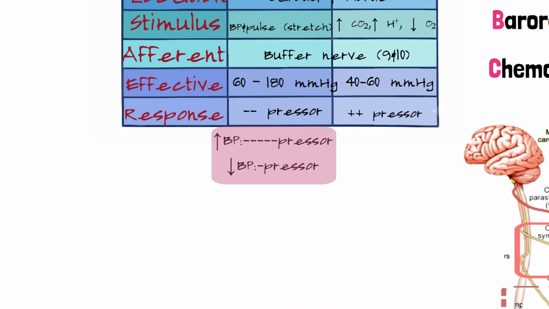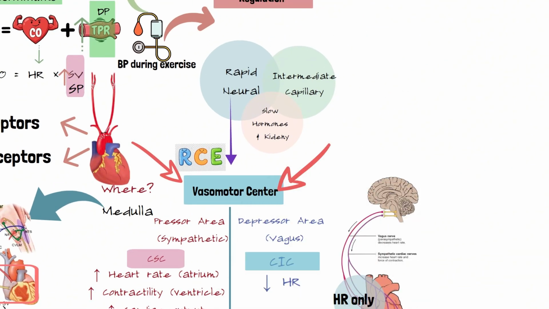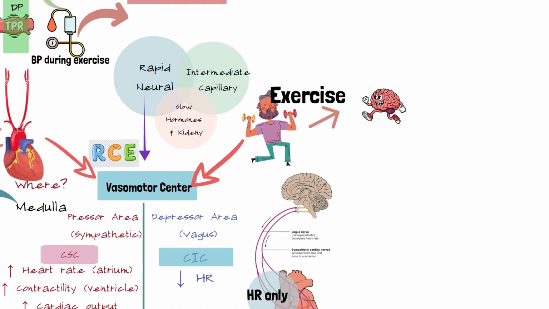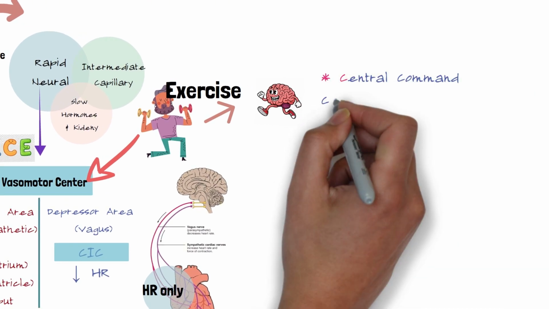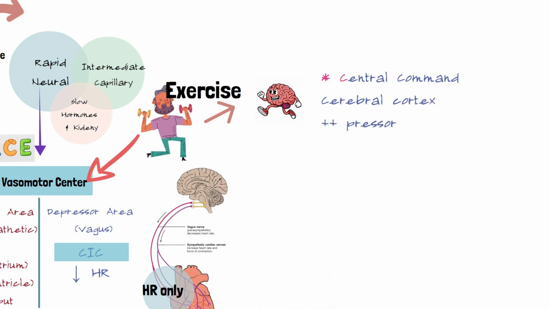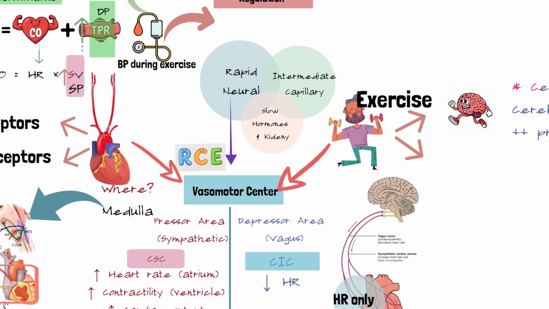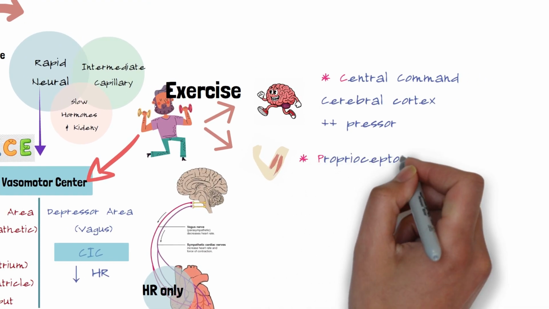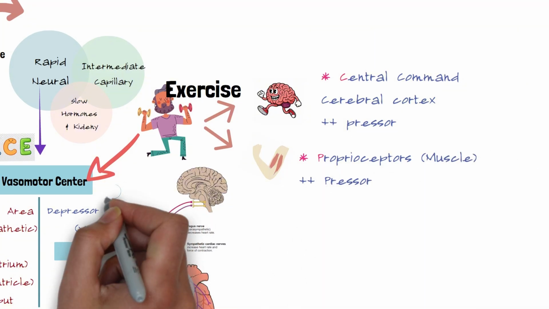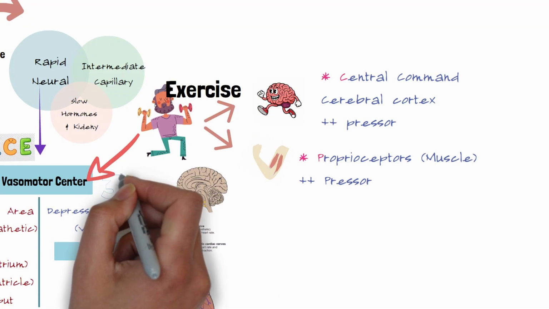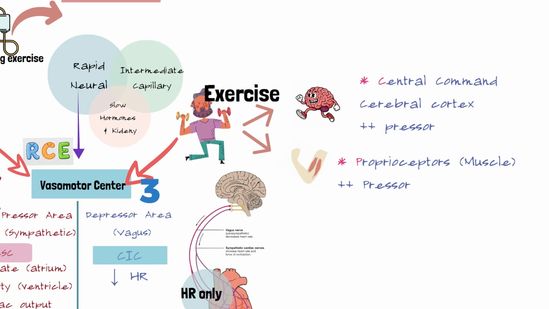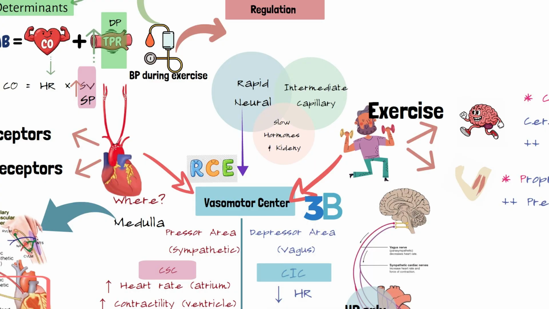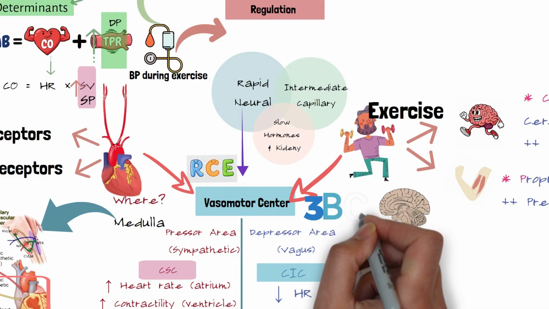What about the other two receptors? They are important and appear mainly with exercise. They are the cerebral cortex, responsible for central command and activation of the pressor area, and the proprioceptors, present in the muscles and joints, which activate during exercise, resulting in activation of the pressor area. So, before we leave this point, remember that we have three major inputs to the vasomotor centers. To remember them, remember 3B and C: brain, baroreceptors, and proprioceptors, and the C is the chemoreceptors.